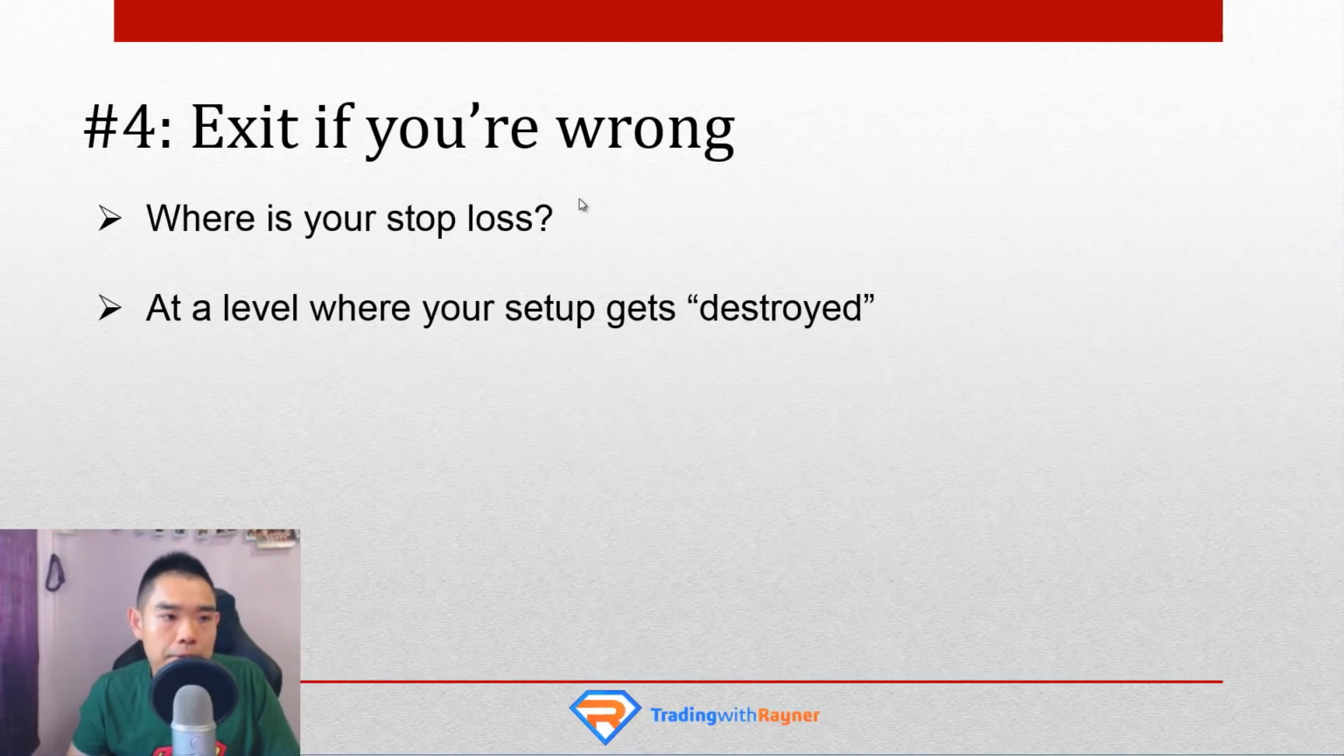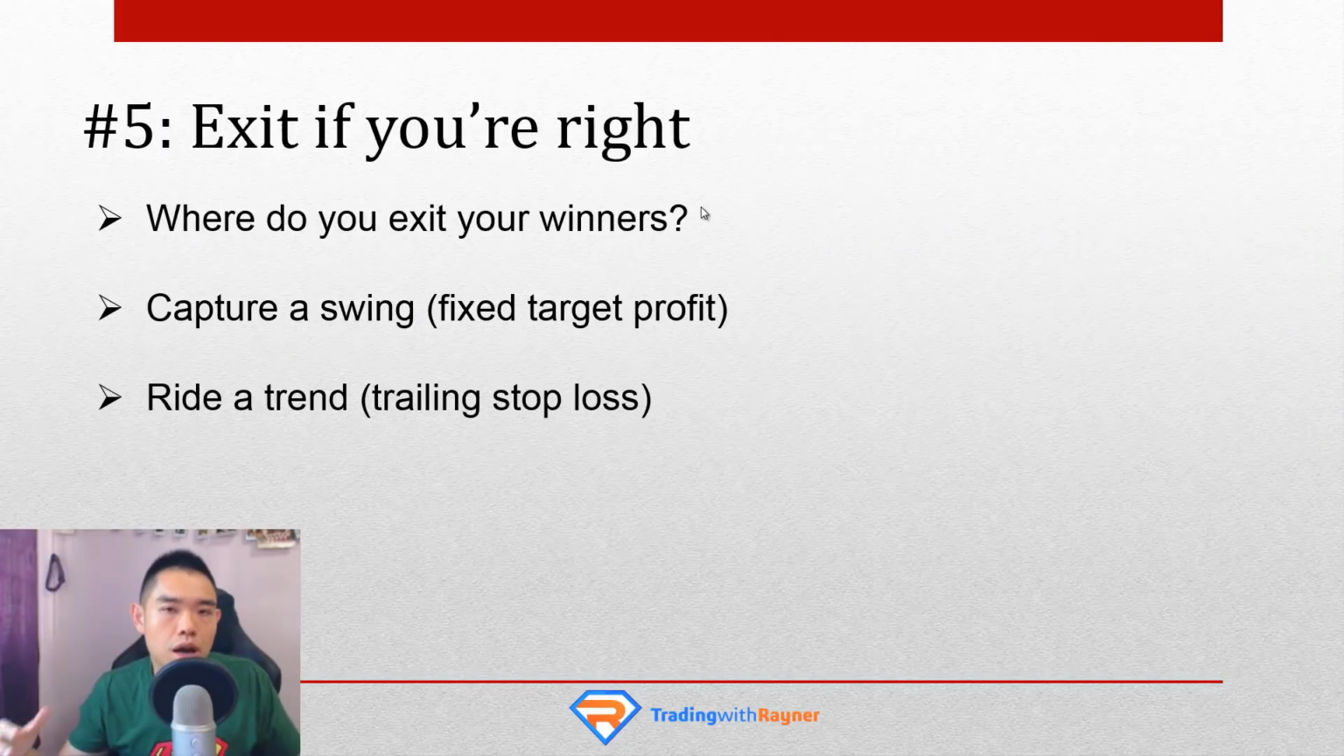So moving on, number 5: how do you exit if you are right? What if you get the trade correct? Where do you exit your winner? This boils down to whether you want to be a swing trader or a trend follower. For this video, we are just going to focus on swing trading, since I believe most of you are into swing trading. For swing trading, you want a fixed profit target, possibly exiting your trades before the swing high or swing low, depending on your trade direction. If you want to ride a trend, you can use a tool like a trailing stop loss.